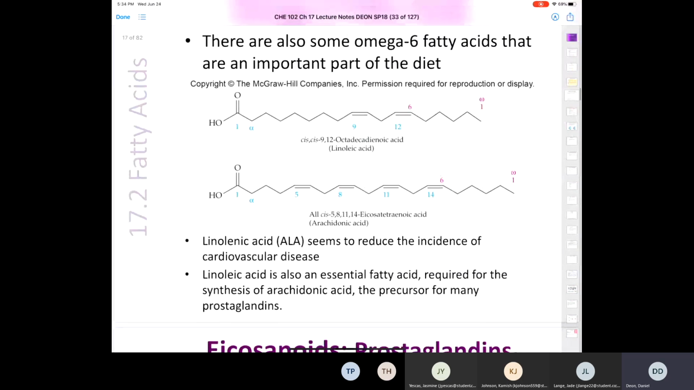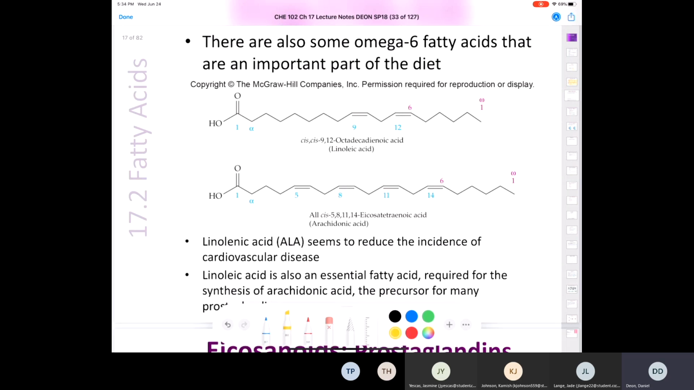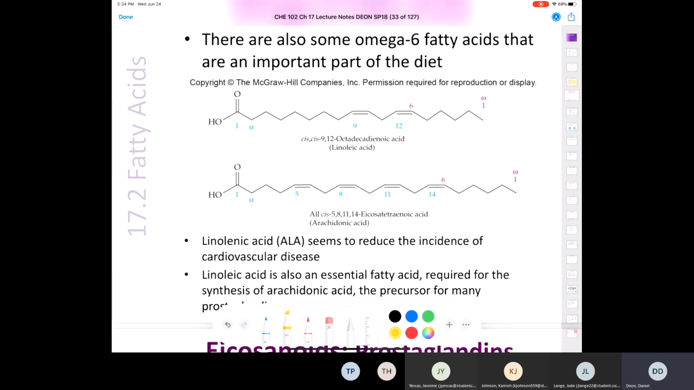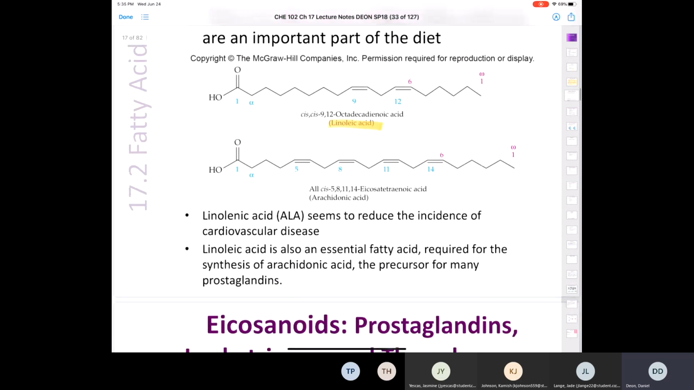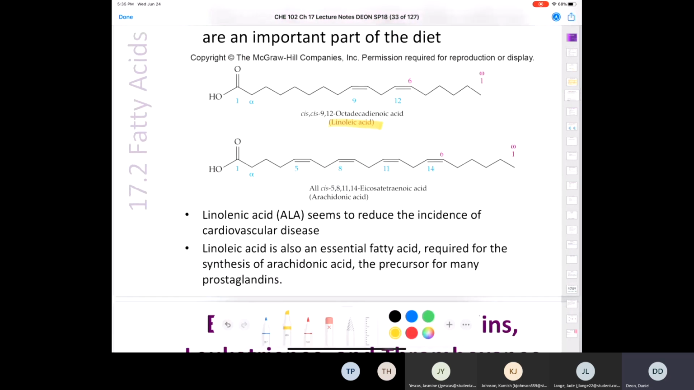Anyhow, you've probably also heard of omega-6s, and it says here there are also some omega-6 fatty acids that are an important part of the diet. So you've seen one of these already tonight, or I mentioned it, which is linoleic acid. This here, and you can see why chemists have developed common names for these fatty acids, because you can imagine that if you worked with these every day, naming something like cis-9,12-octadecadienoic acid might get a little bit cumbersome after a while.